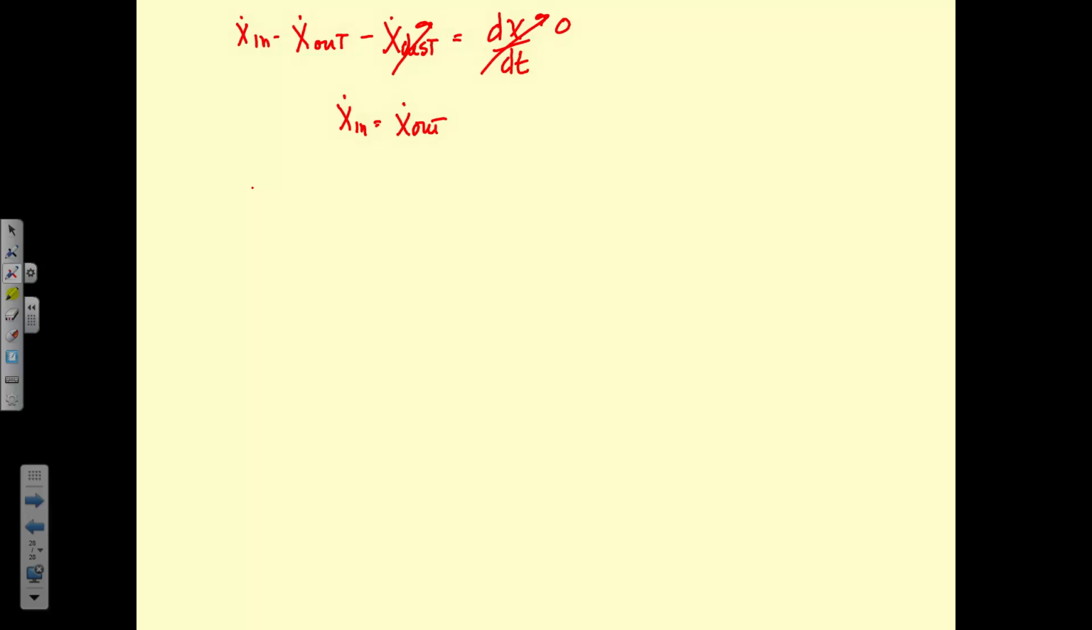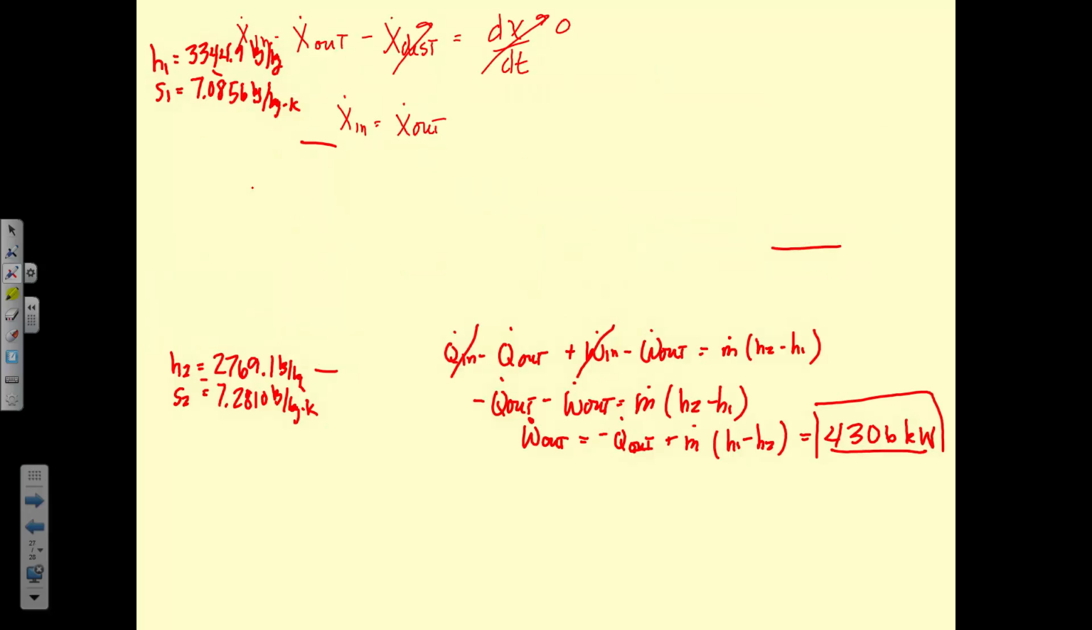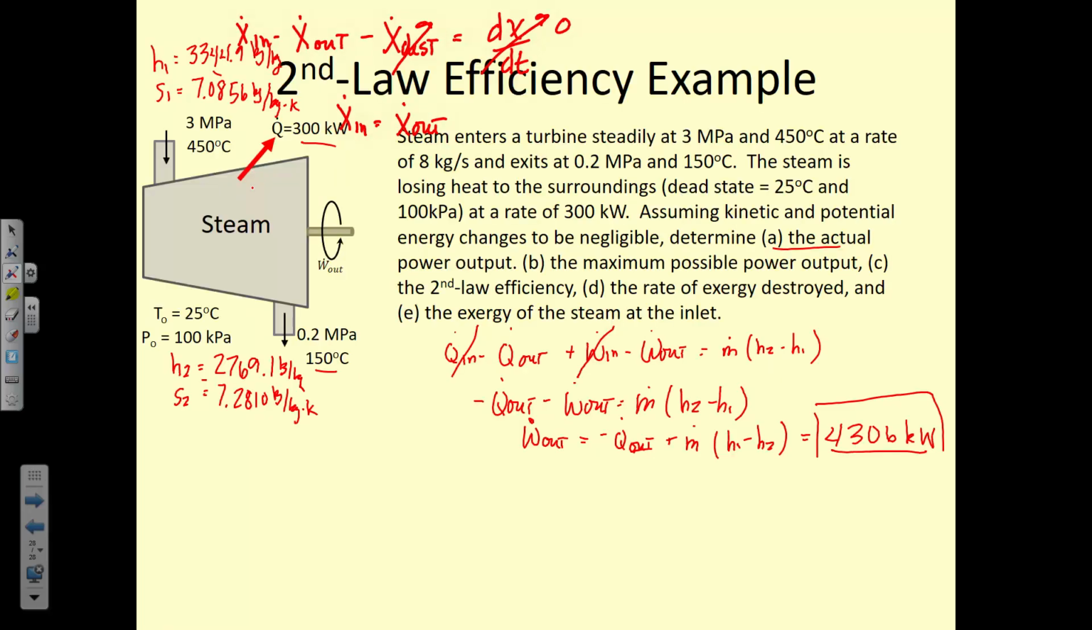Okay, so let's talk about the terms that we have coming into our system. Okay, so what do we have coming in to our turbine?